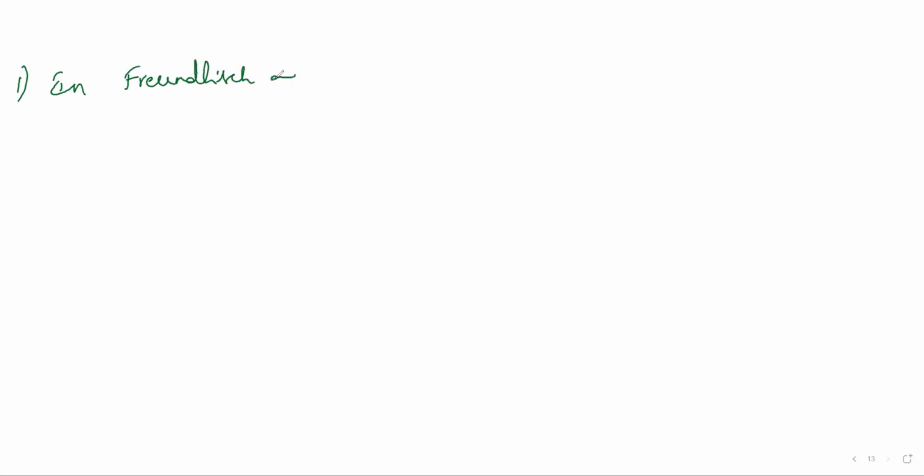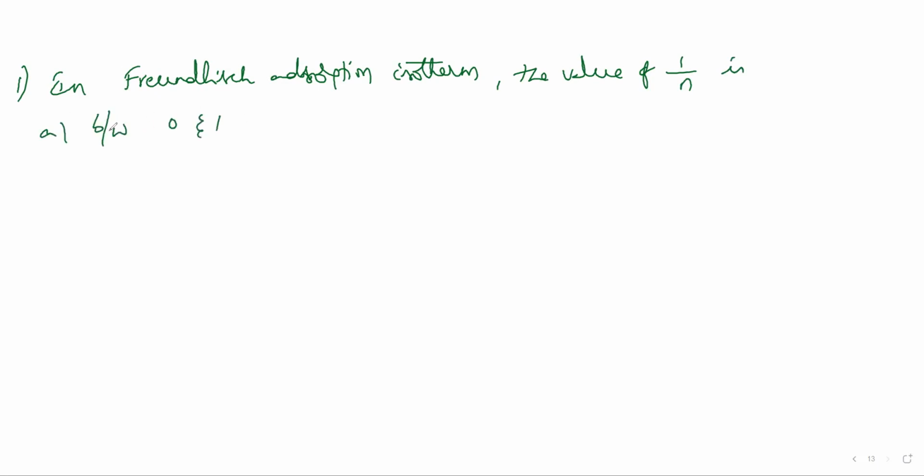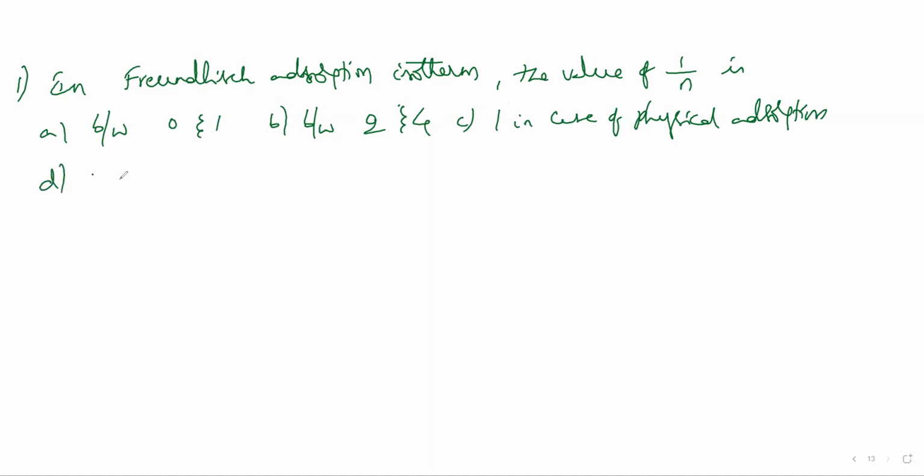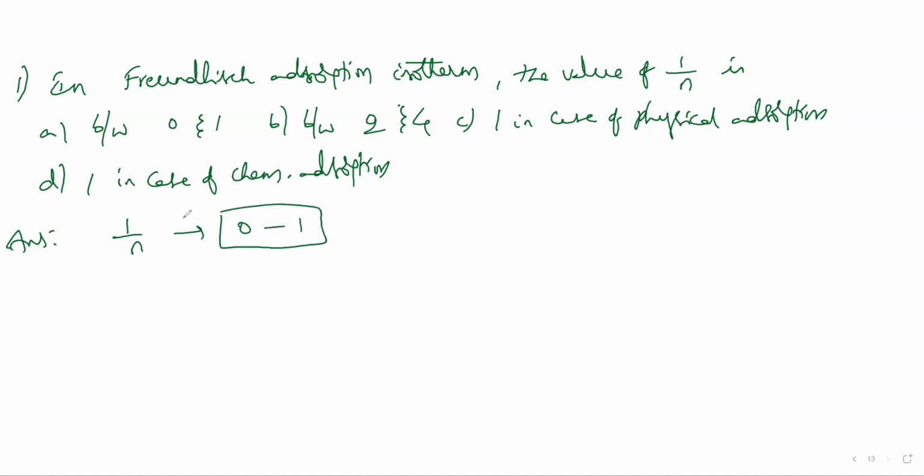In Freundlich adsorption isotherm, the value of 1/n is: options: between 0 and 1, between 2 and 4, 1 in case of physical adsorption, 1 in case of chemical adsorption. So the answer for this, 1/n value is always between 0 and 1.